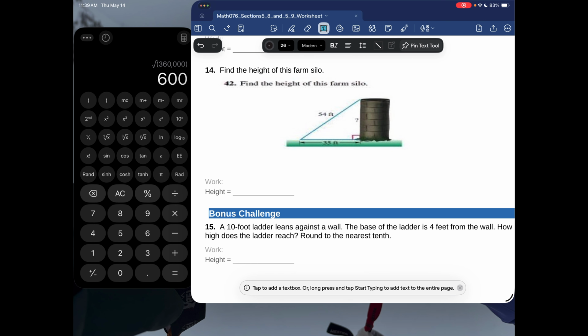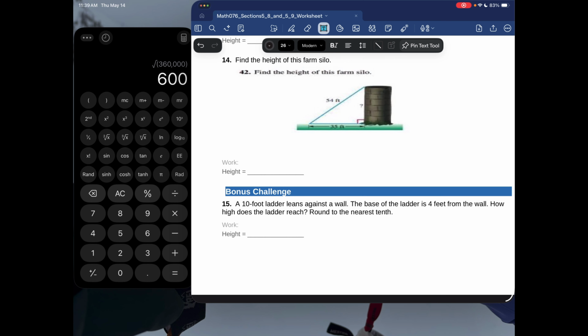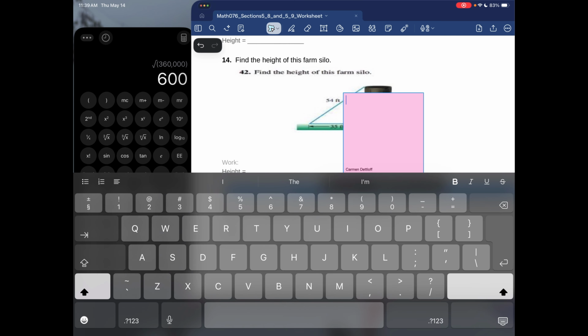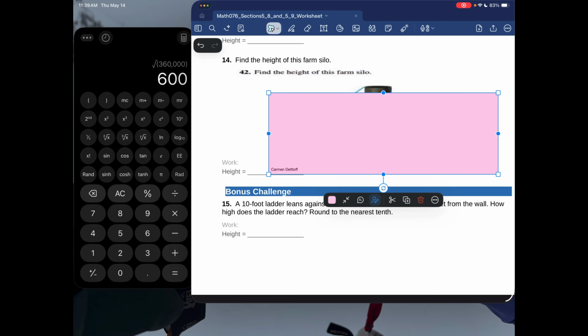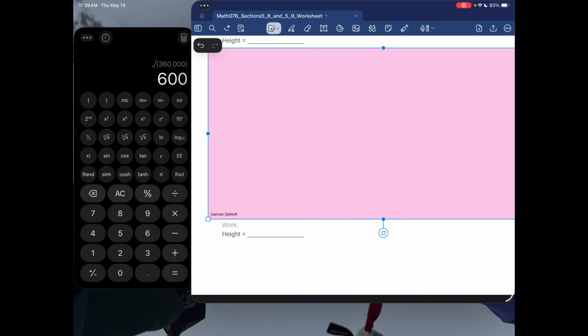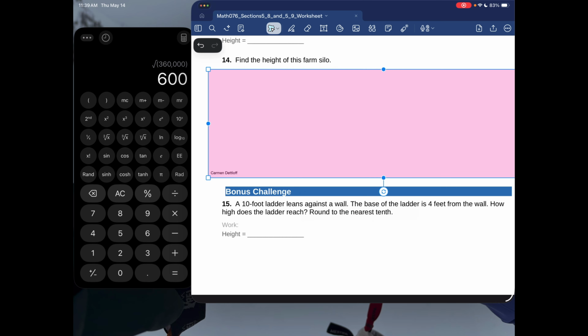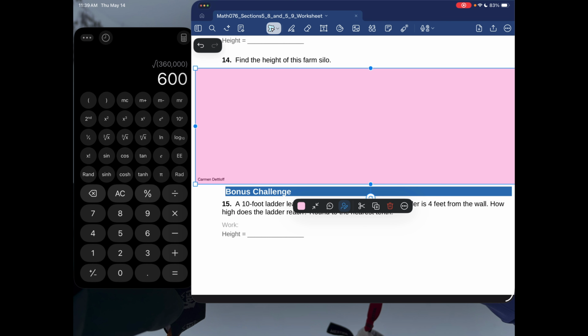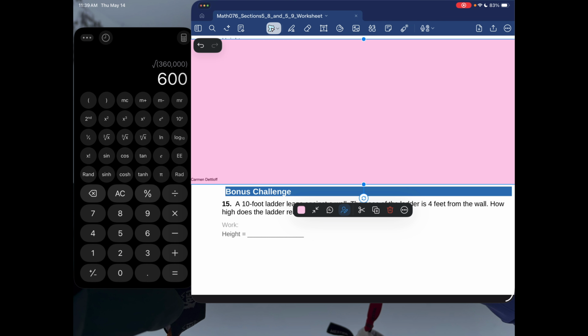Okay. A 10-foot ladder leans against the wall. The base of the ladder is 4 feet from the wall. How high does the ladder reach? Okay, I am going to put in the Post-it note so I've got some room to write. Okay, lots of room. First thing I'm going to do, because it's a word problem and it's unfamiliar to me, I'm going to draw a picture.